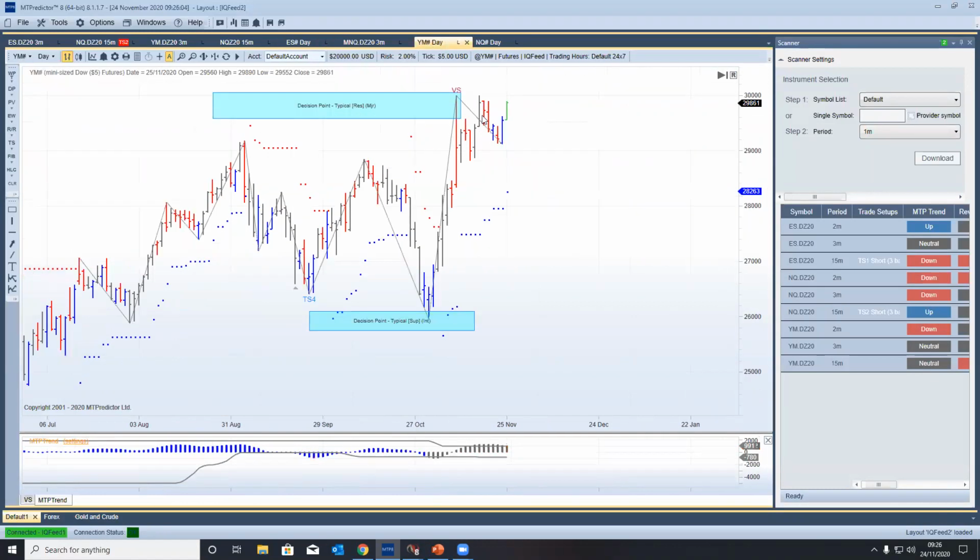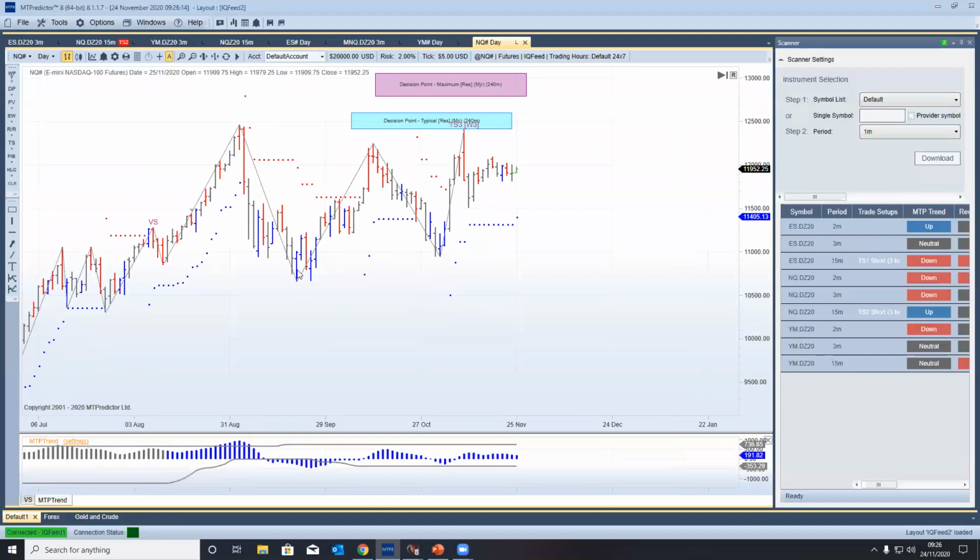The YM, similar kind of thing. We're sort of chopping sideways, but approaching up at the top of that DP level. The NQ is the most interesting one because here's a potential ABC pattern into a tier 3 cell, even though our MTP trend is blue. But what is very interesting to me is we're basically moving sideways here with quite narrow range bars. Do you see this? These are quite narrow range bars moving sideways.